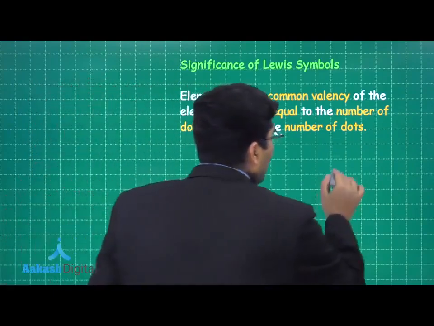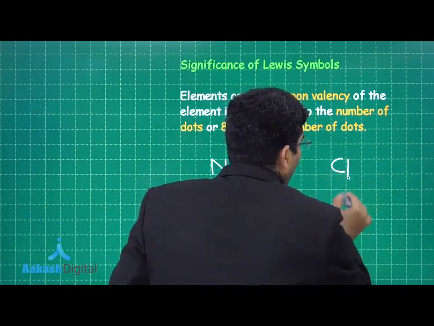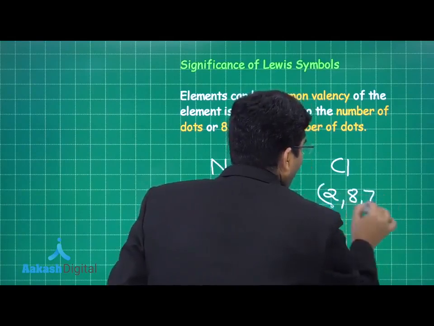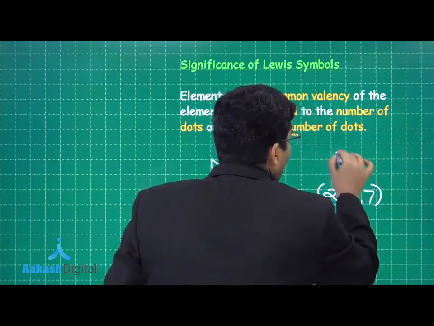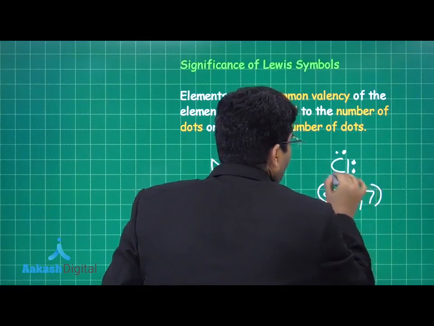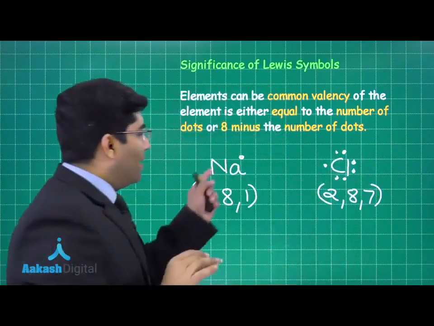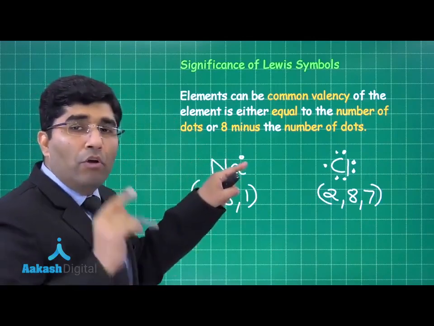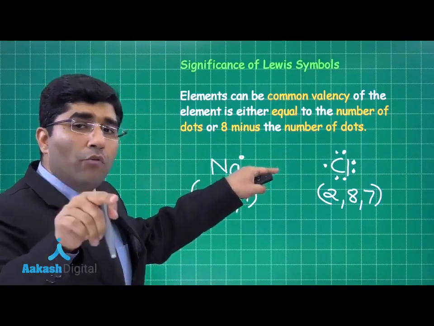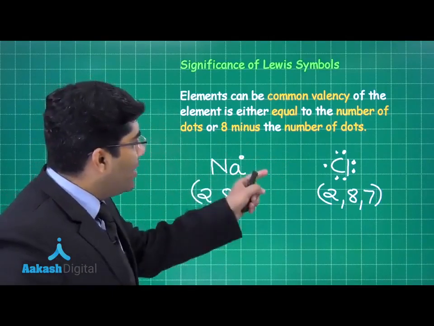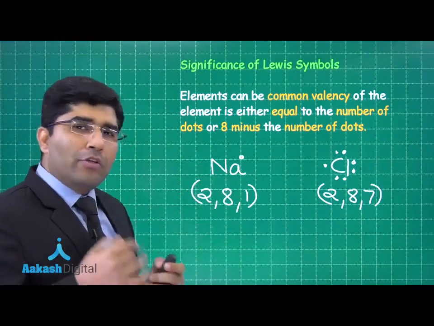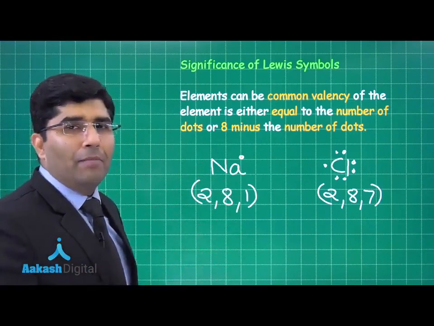Let's take another example. If we take chlorine, the electronic configuration is 2, 8, 7, and there are 7 valence electrons here like this. Now in this case we will subtract these electrons from 8. So 8 minus 7 is equal to 1. Here the valency of chlorine is also 1 and the valency of sodium is also 1. So that's how we can find out the valency of different elements.